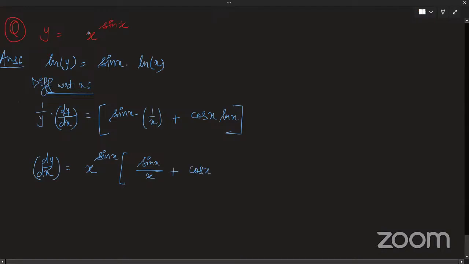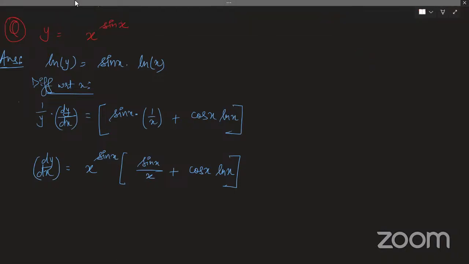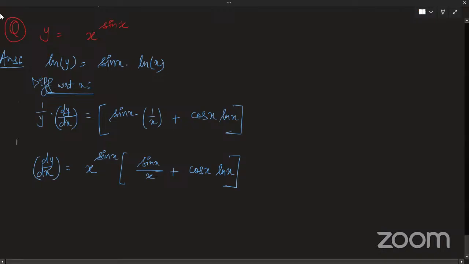So can't we write sin x by x is 1? No, no, no. That is when limit x is tending to 0. Sin x by x is 1 only when limit x is tending to 0. Don't confuse the two things. They are completely different. Fine. Okay.